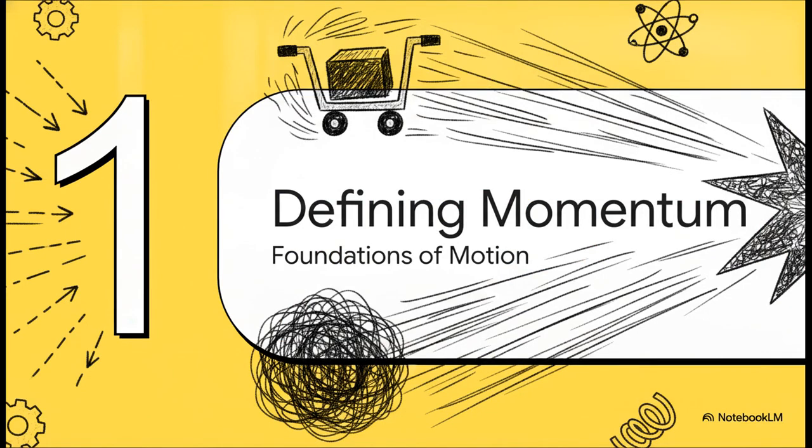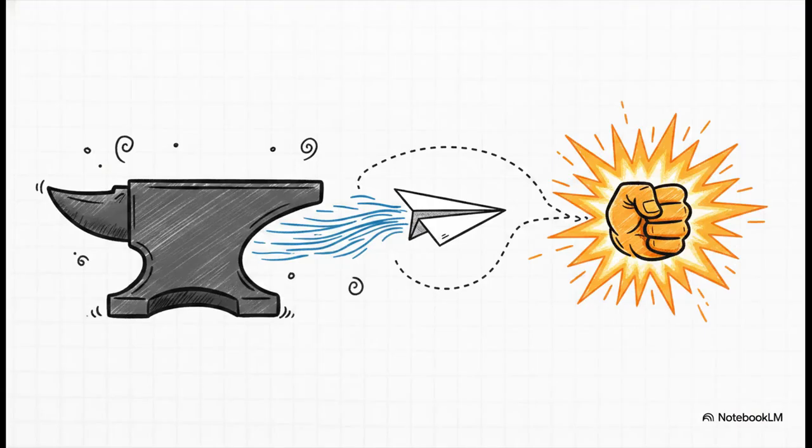Starting right off with our foundation, defining momentum. So every moving object carries something with it, right? It's this kind of physical oomph that makes it hard to stop. And the math behind it is actually incredibly simple. Momentum, which we represent with the letter P for some reason, is just mass multiplied by velocity. That's literally it. P equals m times v. It's the product of how heavy something is and how fast it's going.